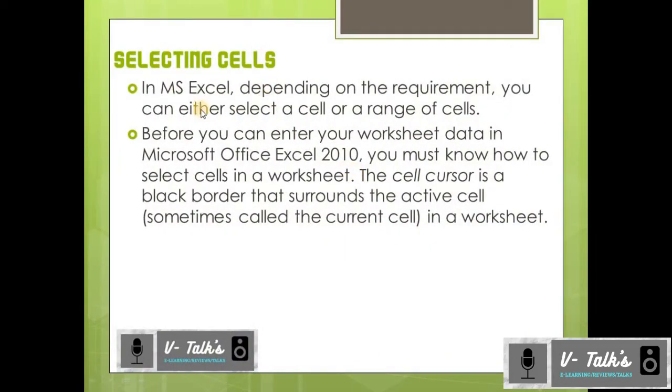Selecting cells. In MS Excel, depending on the requirement, you can either select a cell or a range of cells. Select a cell means a single cell, or a range of cells means a group of cells. Range means a group. Before you can enter your worksheet data in Microsoft Excel 2010 or any version, you must know how to select cells in a worksheet. The cell cursor is a black border that surrounds the active cell, sometimes called the current cell in a worksheet.